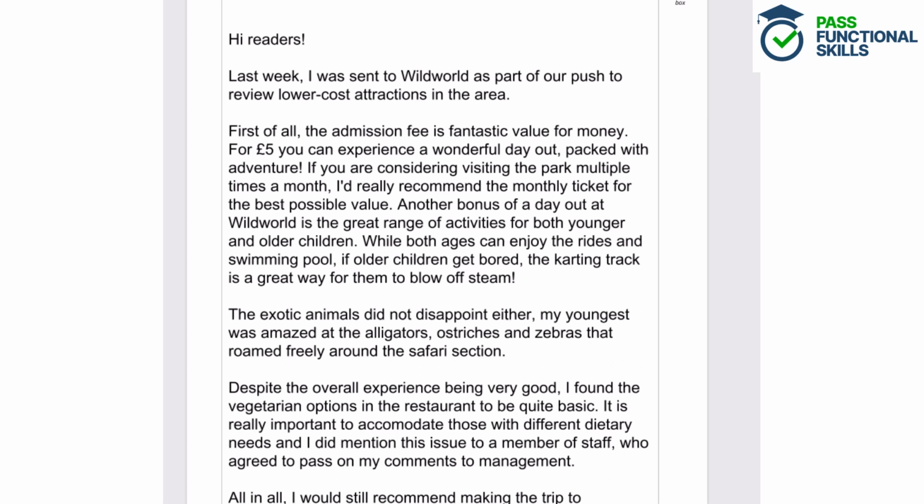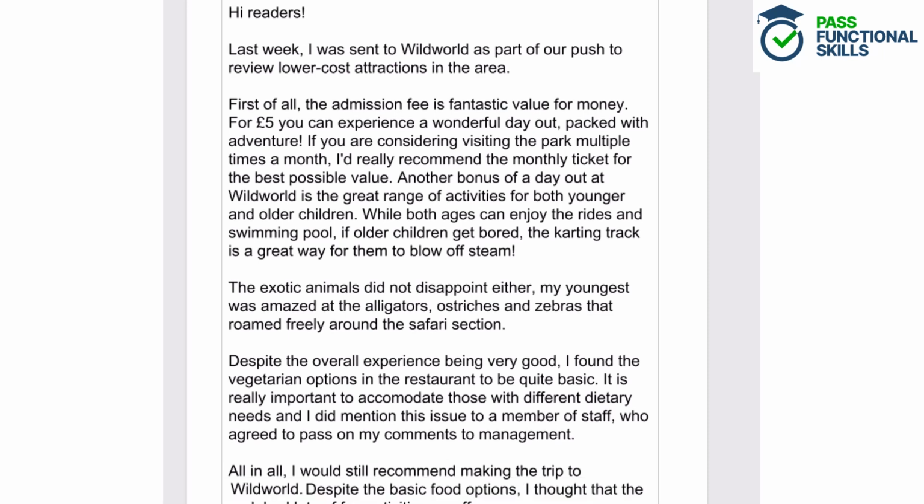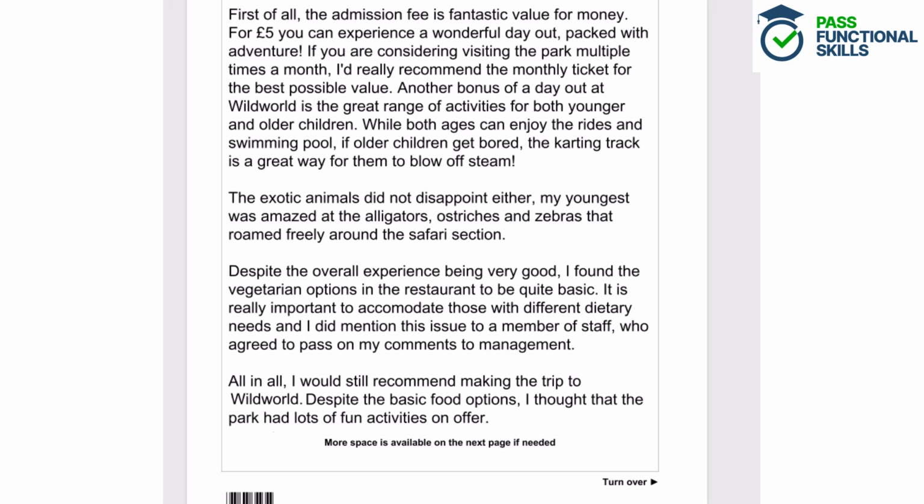Despite the overall experience being very good, I found the vegetarian options in the restaurant to be quite basic. It is really important to accommodate those with different dietary needs, and I did mention this issue to a member of staff who agreed to pass on my comments to management. All in all, I would still recommend making the trip to Wild World. Despite the basic food options, I thought that the park had lots of fun activities on offer.